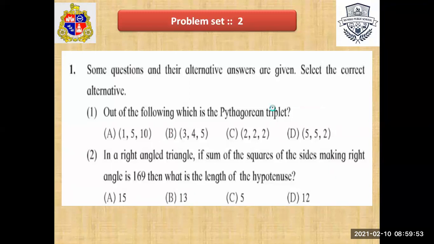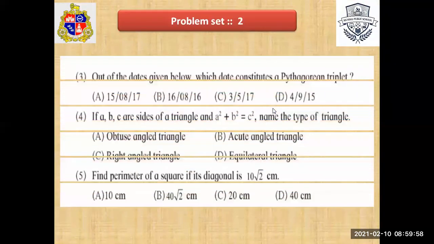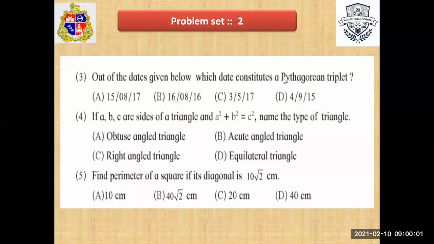Now we discuss the third question. Out of the dates given below, which dates constitute a Pythagorean triplet? Here dates are given. Same concept: find the square of the largest one, then find the squares of the remaining 2 and add them. If that sum is equal to the square of the largest one, then it is a Pythagorean triplet. Next question: if A, B, C are the sides of a triangle and A square plus B square is equal to C square, then name the type of triangle.